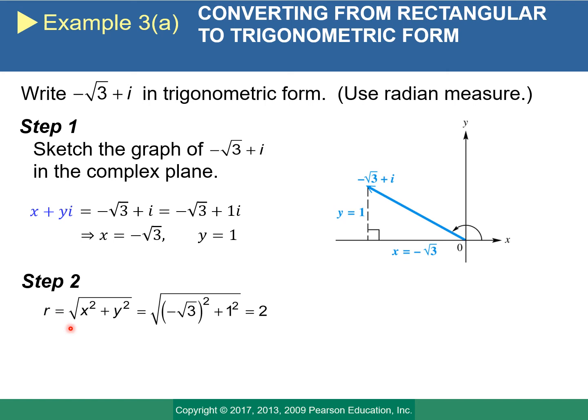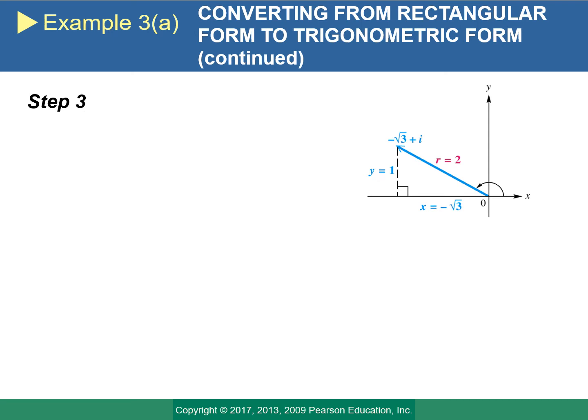Okay, if you plugged in x and y, you got that r is 2. So this distance from the origin to this point, or the length of this vector, is 2 units. And the last thing we need in order to go to trig form or polar form is theta. So step number 3 here, we're going to break this down and figure out theta.